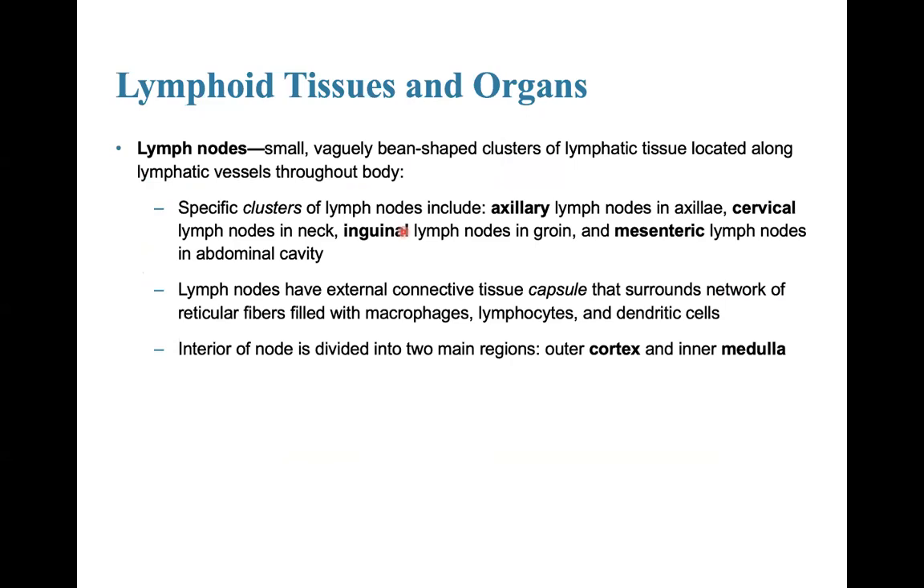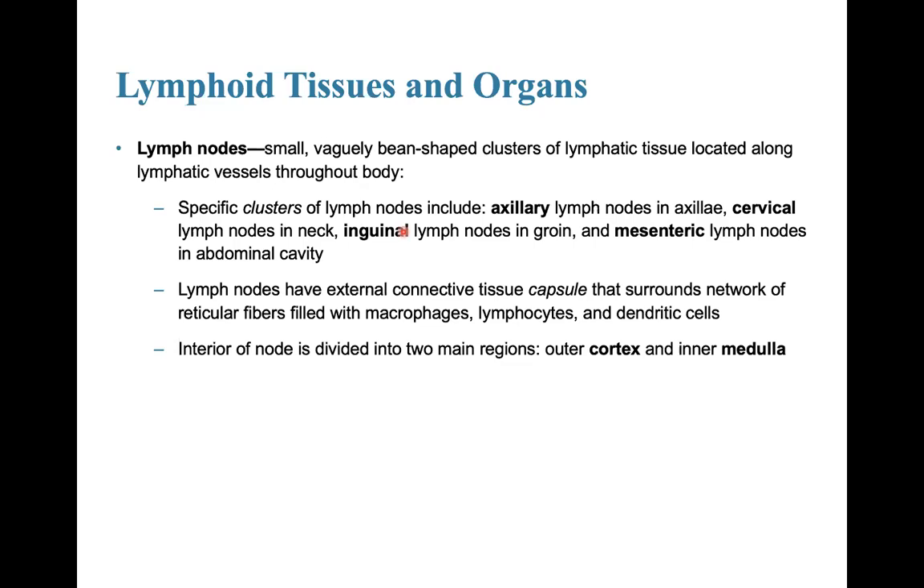Now your lymph nodes, these are small, vaguely bean-shaped clusters of lymphatic tissue located along the lymphatic vessels throughout the body. Specific clusters of lymph nodes include the axillary lymph nodes in the axilla, cervical lymph nodes in the neck, inguinal lymph nodes in the groin, and mesenteric lymph nodes in the abdominal cavity.